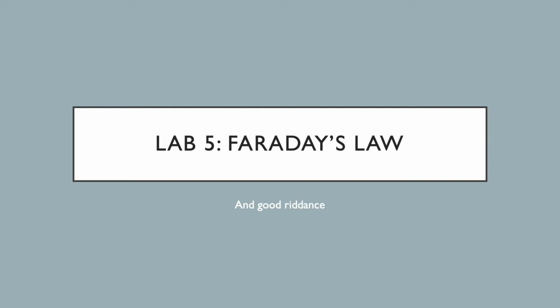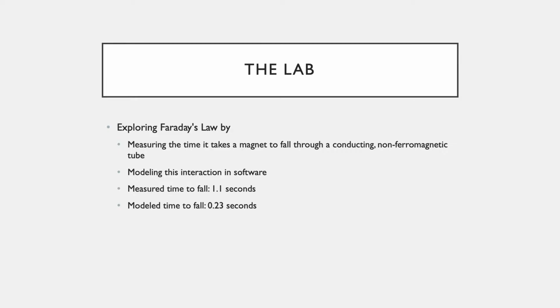Lab 5, Faraday's Law. We are exploring Faraday's Law by measuring the time it takes a magnet to fall through a conducting non-ferromagnetic tube, in this case a tube of aluminum foil. We then model this interaction in software. The measured time to fall was 1.1 seconds, and the model time to fall was 0.23 seconds.